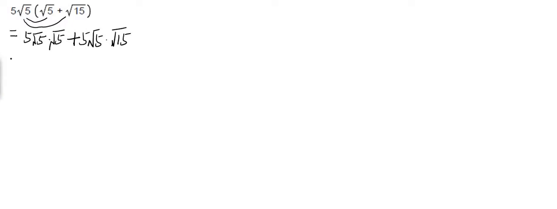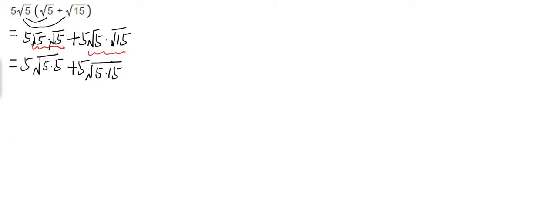Okay, so we can simplify it. Here's a square root. Square root of 5 times square root of 5, we can write down as square root 5 times 5. And for this case, we have square root of 5 times square root of 15. That means we can write down as square root 5 times 15.